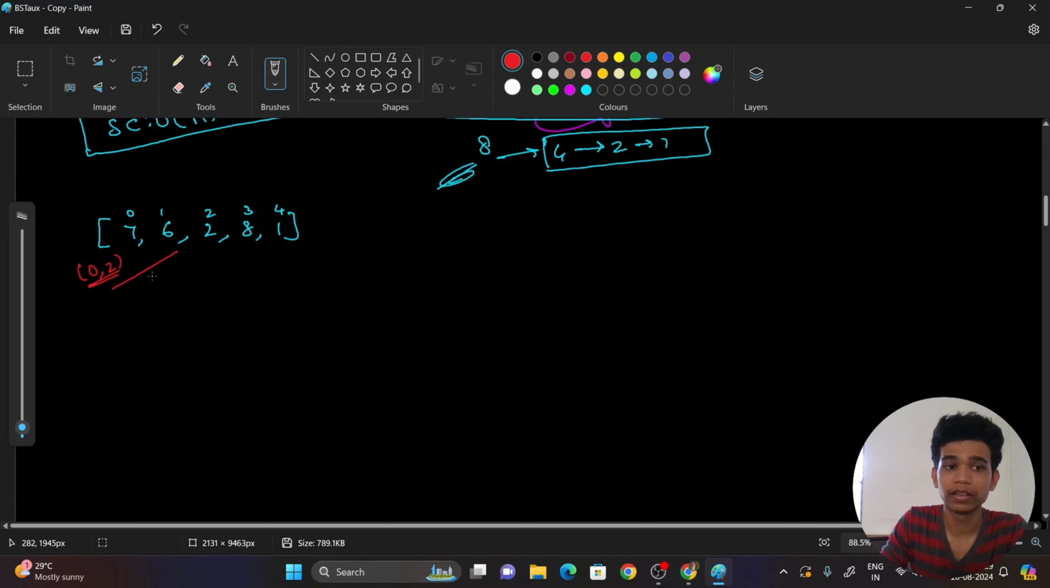What is my range? It is 0 to 2. I am going to split like this, okay? Now, how to split? We are taking the mid, right? So just come up with me.